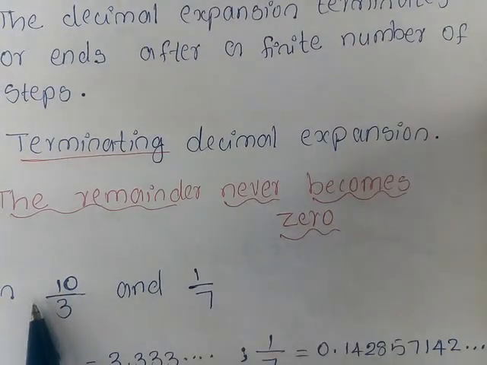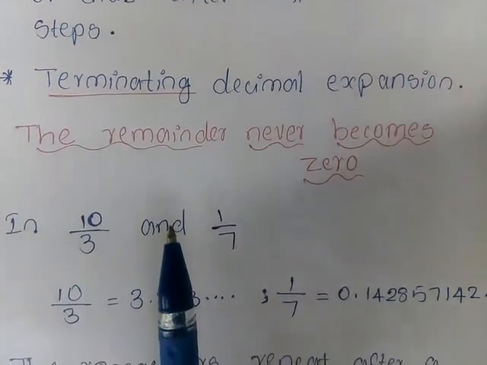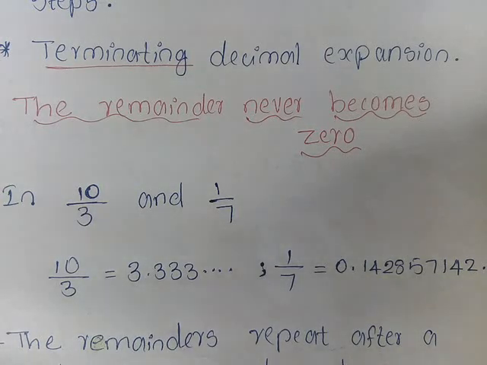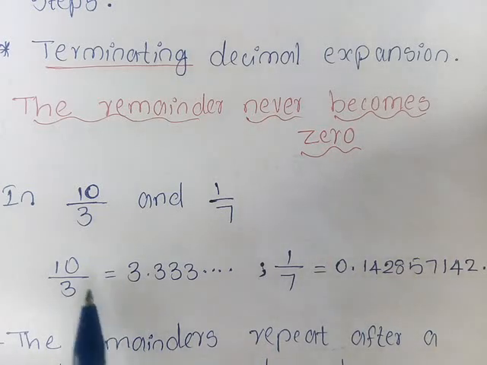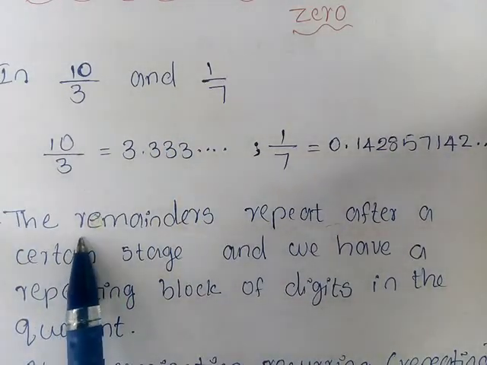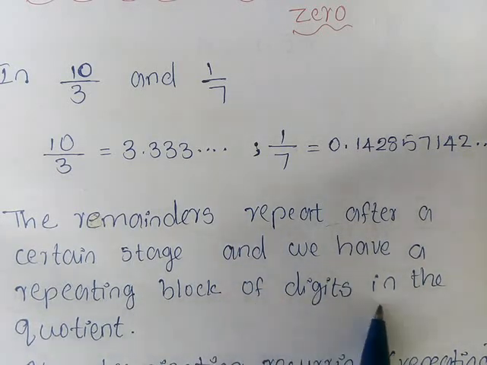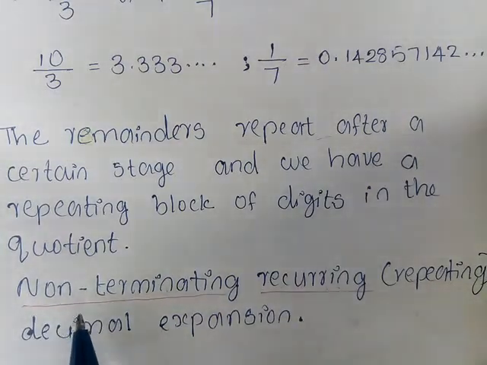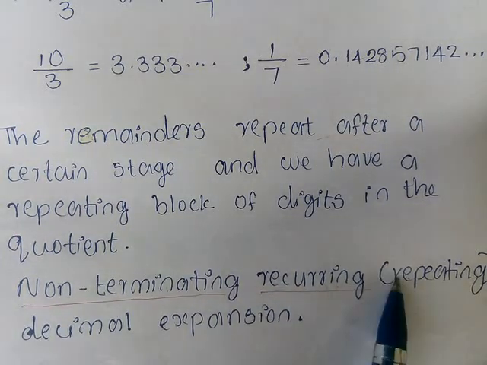Case 2. The remainder never becomes 0. In the example 10 by 3 and 1 by 7, 10 by 3 is equal to 3.333 etc. 1 by 7 is equal to 0.142857, 142857 etc. In these examples, the remainders repeat after a certain stage and we have a repeating block of digit in the quotient. Such decimal expansions are called non-terminating recurring decimal expansions. Recurring means repeating.